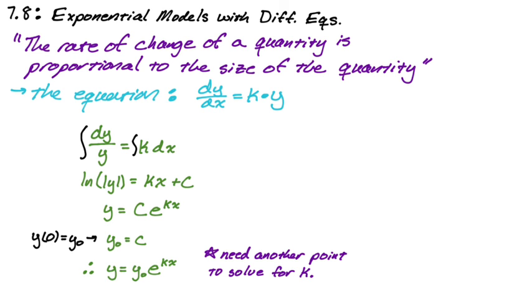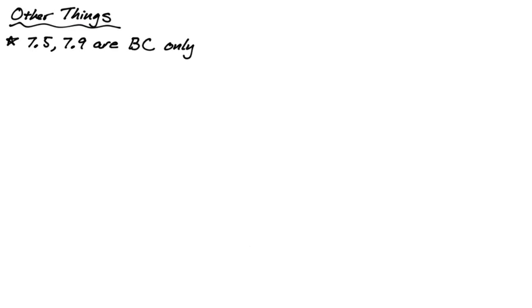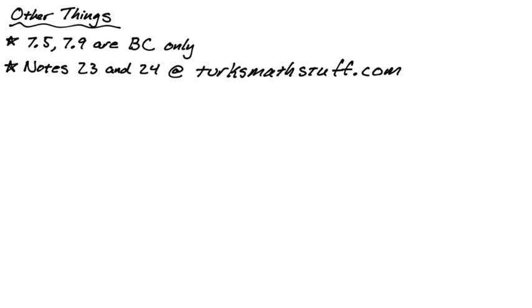And then these are some closing thoughts on Unit 7. So first one is that 7.5 and 7.9 are BC only. In the description, there should be links, so check those out if you're in Calc BC. If you are looking to learn this stuff, I went too fast, I'm sure everyone's going to say I went too fast. If you go and look at notes 23 and 24 on my website, those cover all of that material in a lot of depth, and there are videos of me solving everything in those. I think that's worth it if you're a little shaky on stuff.